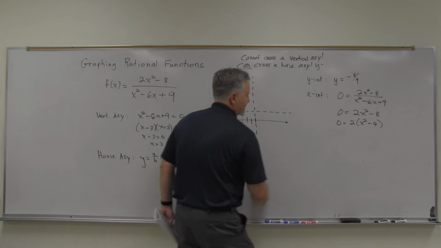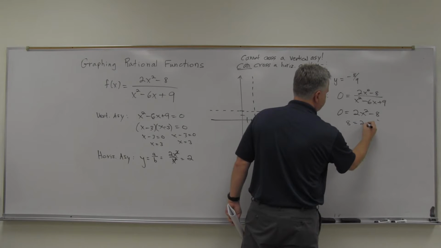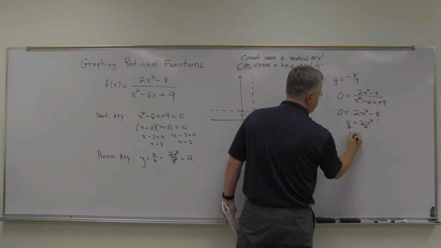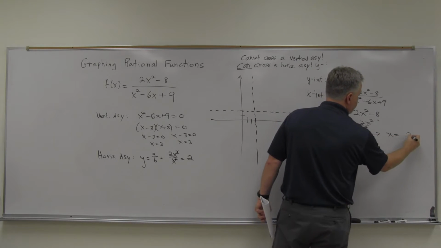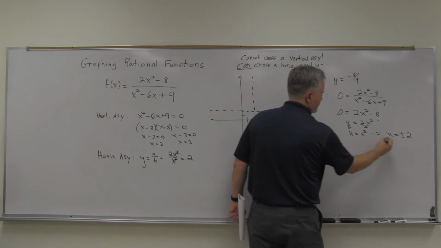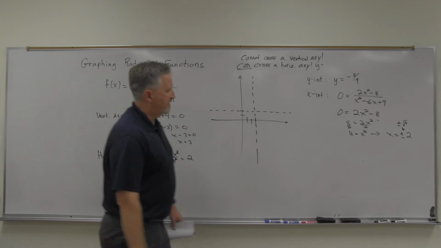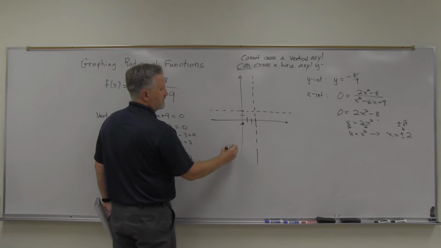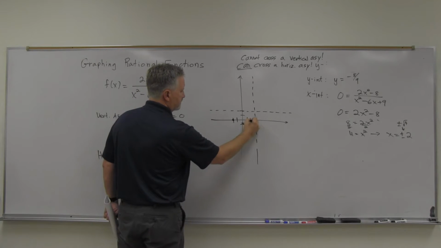Let's just do it this way. Add 8 and divide by 2, so you've got x² = 4. So what is that? 2 and negative 2. Plus or minus 2, because it's plus or minus the square root of 4. Those are the solutions we have there, so those are my intercepts. The y-intercept is negative 8/9 and the x-intercepts are positive and negative 2. So here and here. That's good.